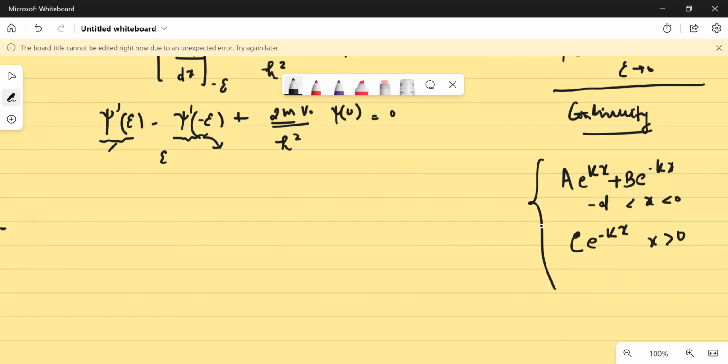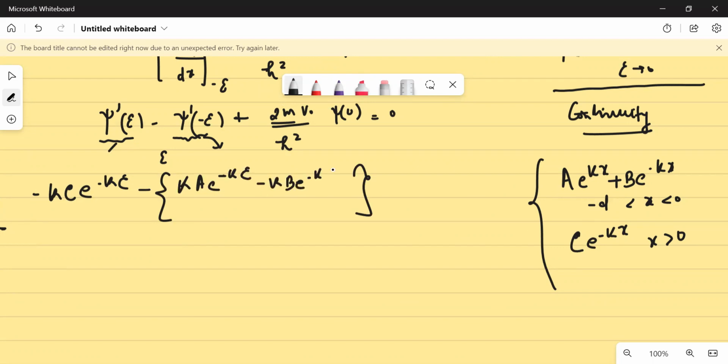Karo differentiate isko. To the right of 0 my derivative will be minus k, this will be c, this will be minus k, and this will be epsilon. Theek hai. To the left of your 0 your derivative will be k a e ki power minus k epsilon, and then it will be minus k b e ki power plus k epsilon. Is that clear? And this will be plus 2m b naught upon h cross square, and then this will be equal to psi of 0, this will be equal to 0. Is that clear to you? Ye cheez samajh mein aayi?